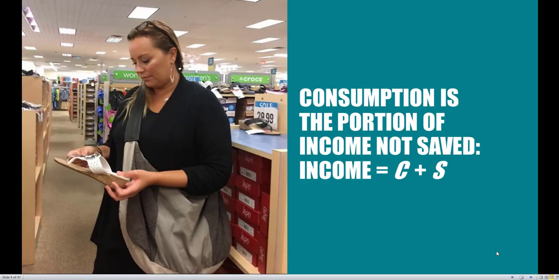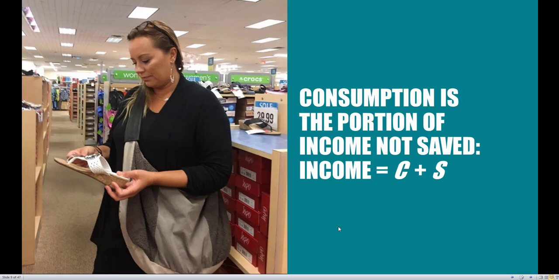Remember that we had this equation in chapter number 5. Consumption is the portion of income that is not saved. Income equals consumption plus savings. Y equals C plus S. Remember that anytime we talk about income, it's going to be our disposable income. So Y equals C plus S. Y is disposable income. We already take out the impact of taxes from that.